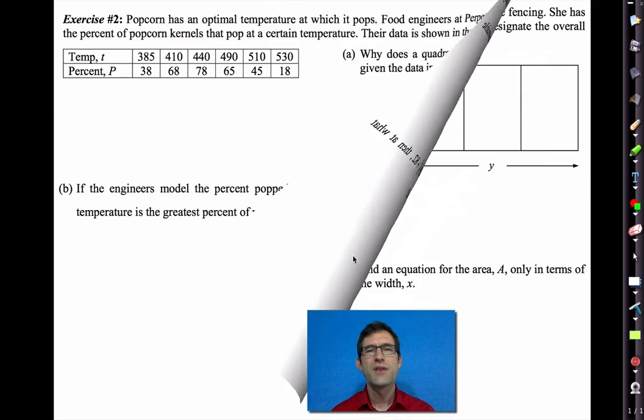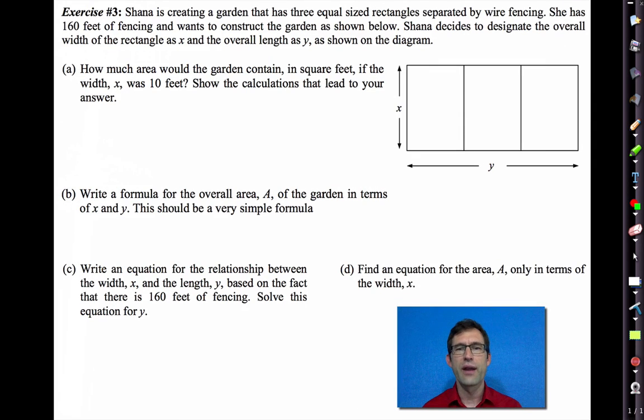Okay, so far I've given you the quadratic models, but the real power is you coming up with the model on your own. So that's what we're going to work on in the last problem. Shayna is creating a garden that has 3 equal-sized rectangles separated by wire fencing. She has 160 feet of fencing and wants to construct the garden as shown below.